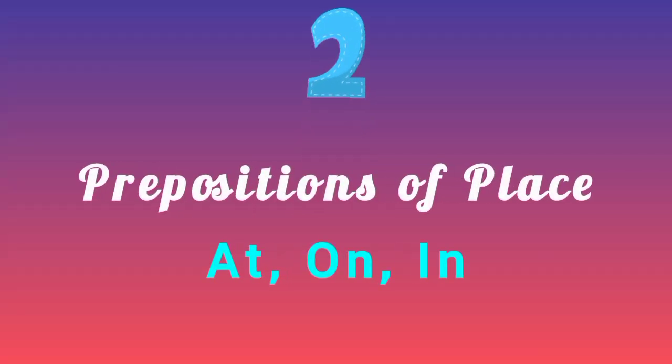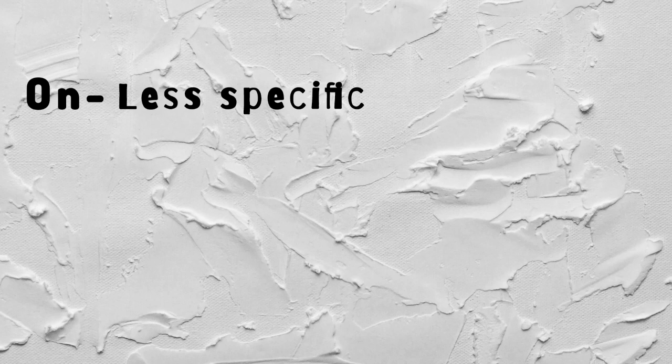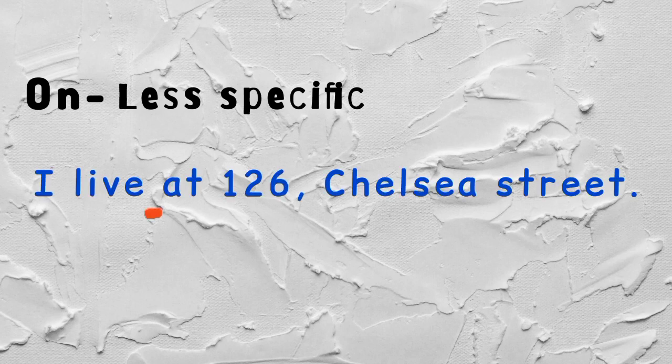Rule number 2. Prepositions of place: at, on, in. The preposition on is used when referring to places in a less specific way. For example, I live at 126 Chelsea Street. At 126 Chelsea Street. Here we have used the preposition at because the address is specific.